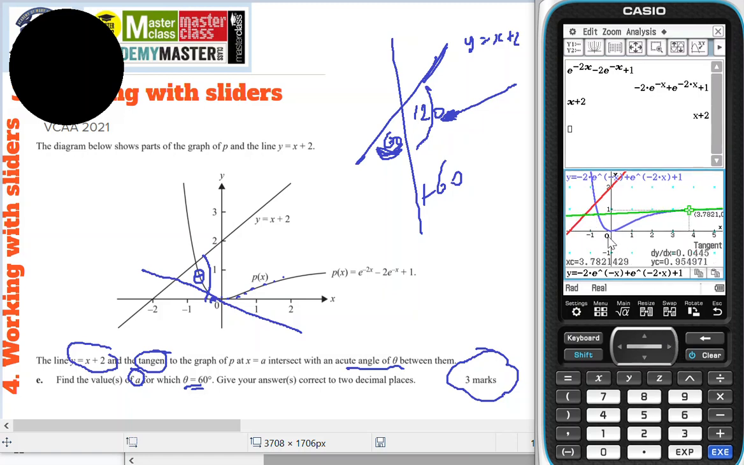So I think there's going to be 2 answers, and then I can use some calculus to find those answers. So this was an example where I can have a play to see and unpack what's going on in the question.